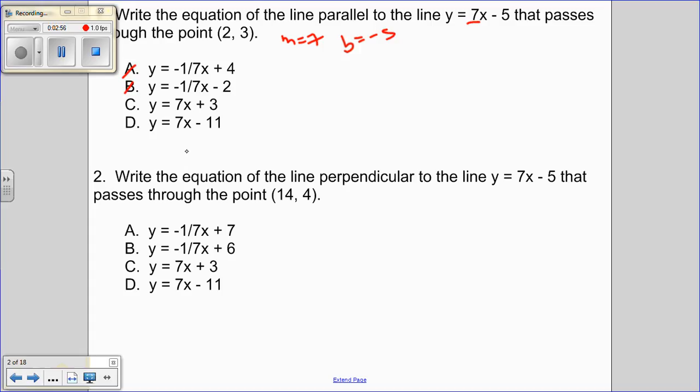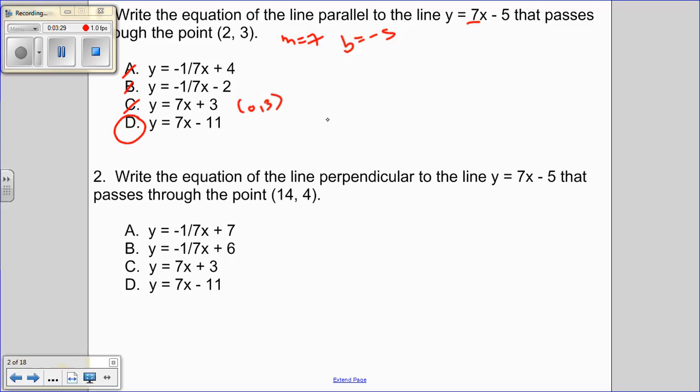Now, when I look at choice C, it says plus 3, indicating that 3 is the y-intercept. But in order for 3 to be the y-intercept, the line would have to cross the y-axis at 0, 3. So our given coordinate 2, 3 would not work. So we can cancel out C as well. That means our answer choice is D.